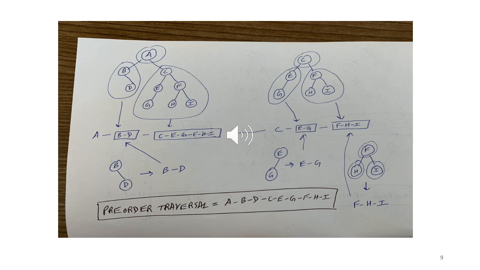So let's look at B and D. Now we're looking at the tree rooted at B. Okay. It's got 2 nodes, B and D, D being the right child.